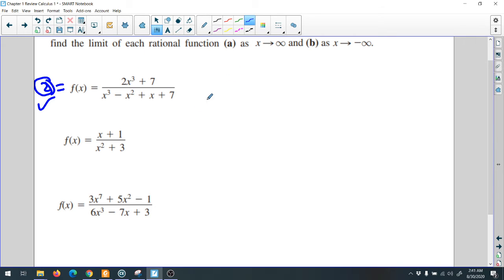Here, find the limit of x plus 1 over x squared plus 3 when x approaches infinity. Now, you see the maximum exponent at the top is 1, the maximum exponent at the bottom is 2. The maximum exponent will be at the bottom. This is the maximum one. If it's in the bottom, then the final result will be 0. Remember that, 0.